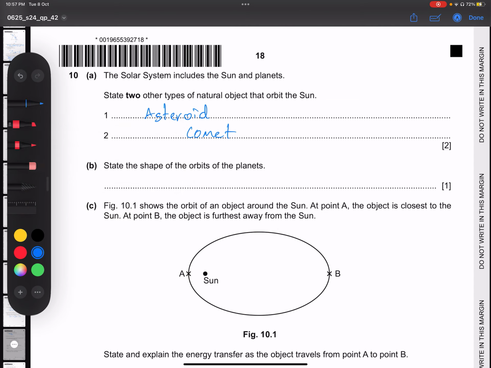Okay. State the shape of the orbits of the planets. Remember, it's always elliptical. It is never circular, and that is proven by Kepler's law. We don't have that in the IGCSE syllabus, but it is proven by Kepler's law that orbits are always elliptical, not circular.